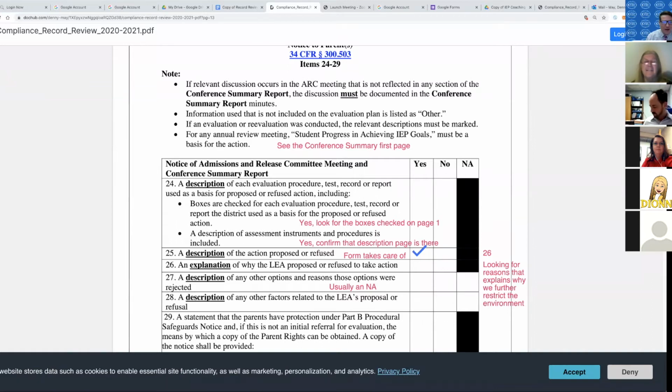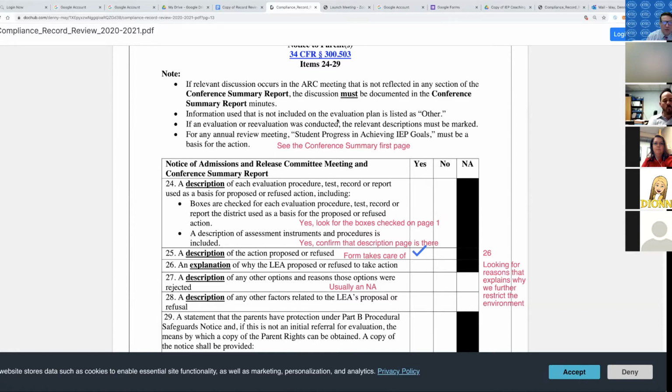So at any rate, we're looking at the conference summary. And the first note says, if relevant discussion occurs in the ARC meeting that's not reflected in any section of the conference summary, that discussion must be documented in the conference summary report minutes. What are they talking about there? They're talking about parents bringing in information that we're not expecting, outside the stated purpose of the meeting. So we would capture and document anything that had gone on or any kind of discussion outside those purposes.